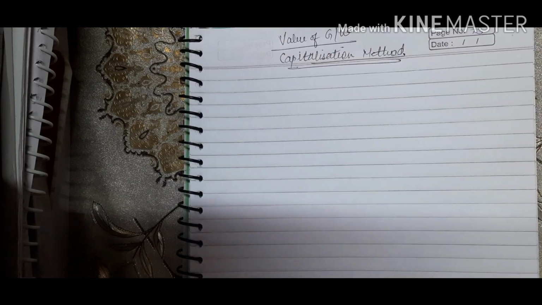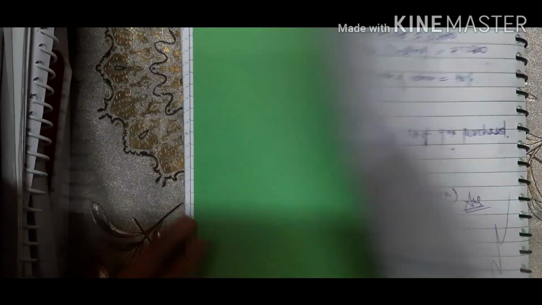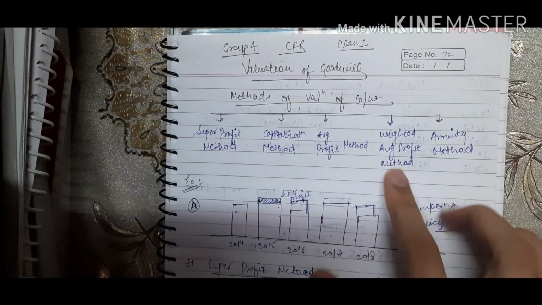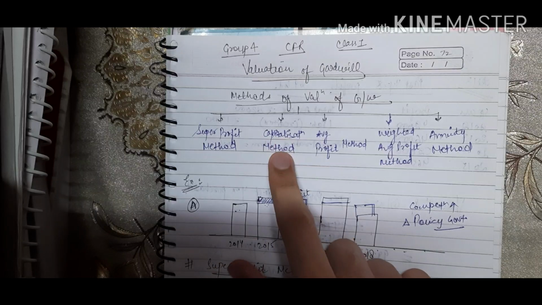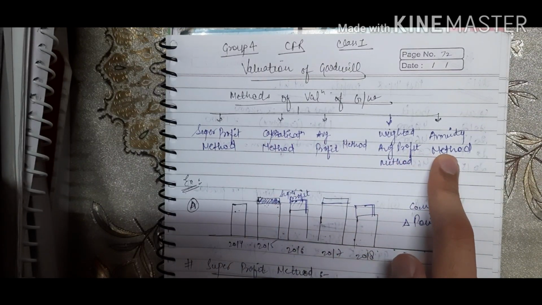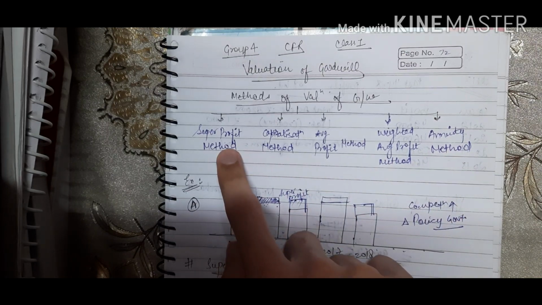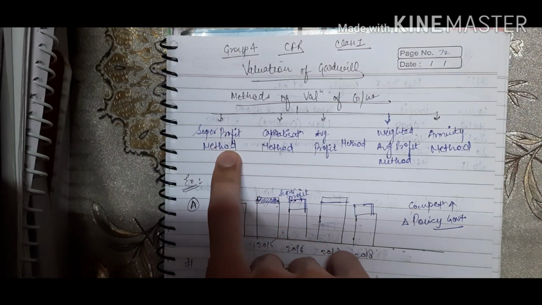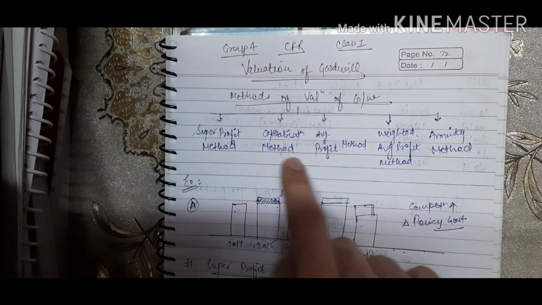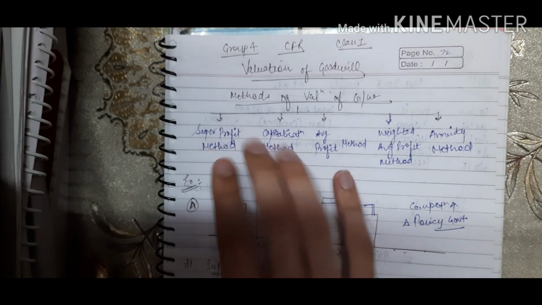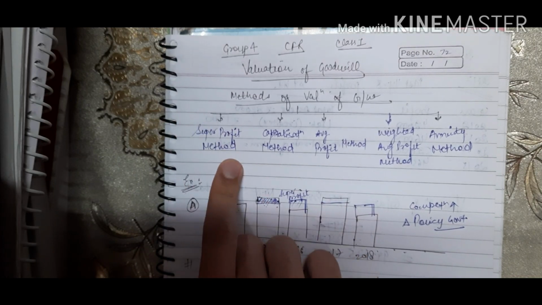Right, so in the last video we have studied that there are 5 methods of calculation of valuation of goodwill: super profit method, capitalization method, average profit method, weighted average profit method, and annuity method. And in the last video we have studied the super profit method. So in this video I want to tell that if you have understood the super profit method and your concept is clear about this method, then you won't face problem in any other method. Okay, because valuation of goodwill totally depends on the super profit method.